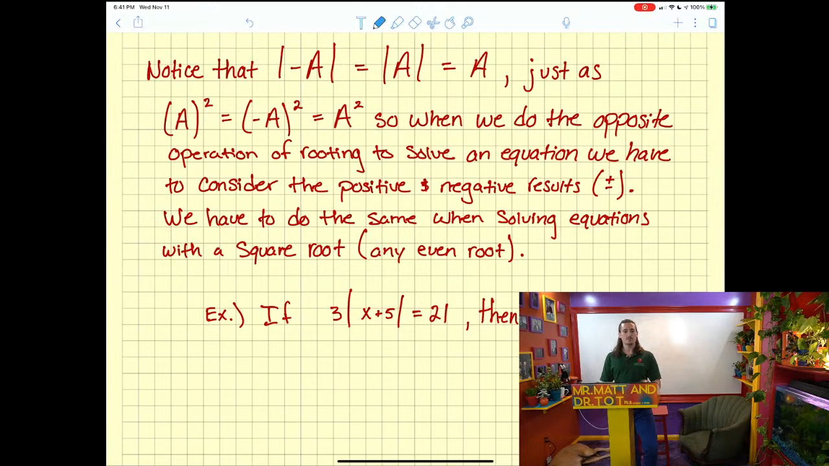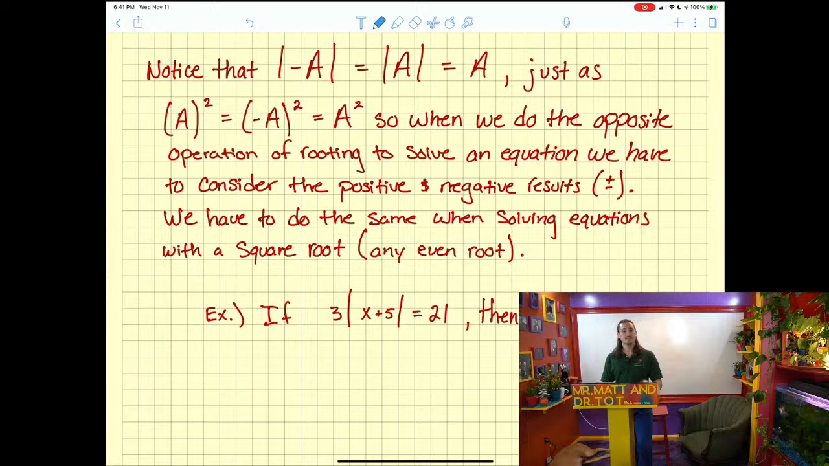The same phenomenon occurs when we take the absolute value, because the absolute value of a negative number is equal to the absolute value of its positive counterpart. And so when we do the opposite operation of removing the absolute value bars from an equation, we have to consider both the positive and the negative result. Meaning that when you're solving equations that have a set of absolute value bars in them, you're going to obtain two answers. One from the positive result and the other from the negative result.